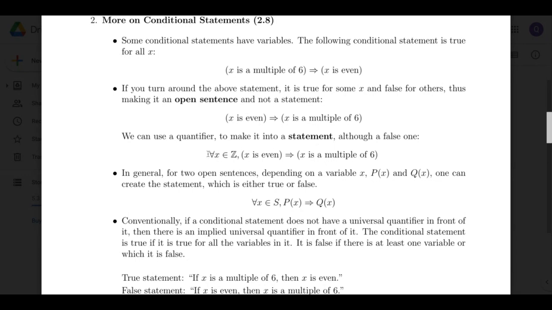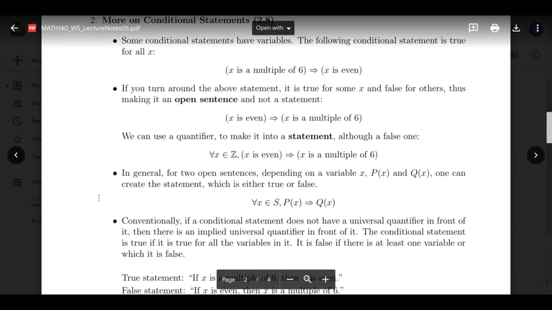So let's say this one. For all X in the set of integers, and X is even, right? Sometimes we would write for all X in the set 2Z. Instead of writing X is even, we can write X belongs to the set 2Z, right? So 2Z represents all the even integers. So X, an even integer, implies X is a multiple of 6. We can write it this way.